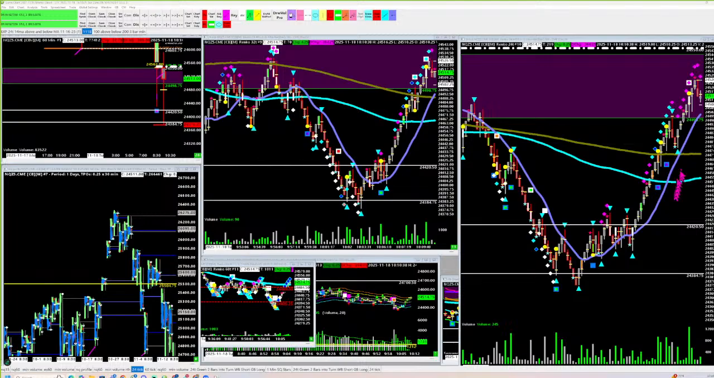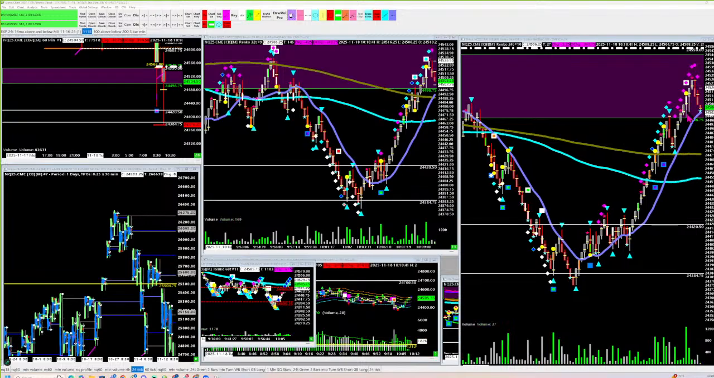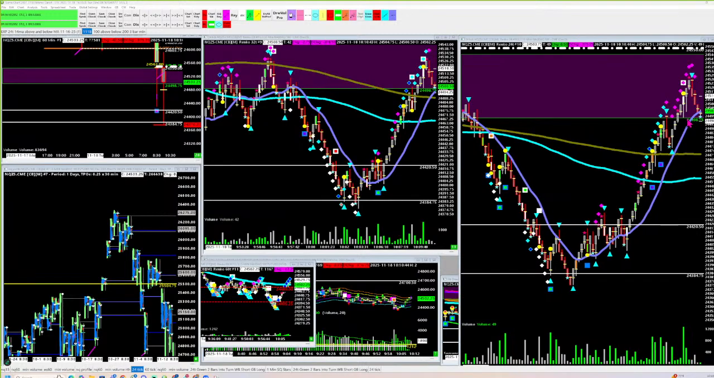Usually in this condition, what I'm finding is if this first algo holds, you can rip for a lot of points if it holds, right? So it is what it is, but that's what I find.